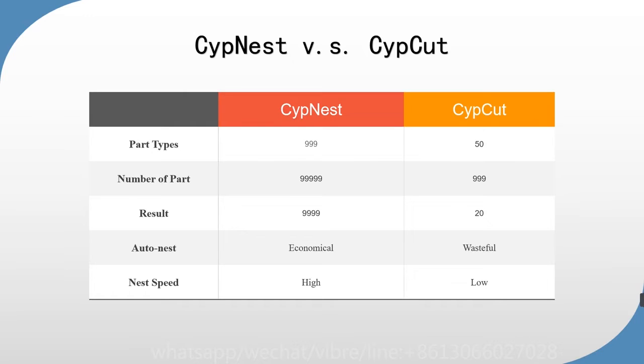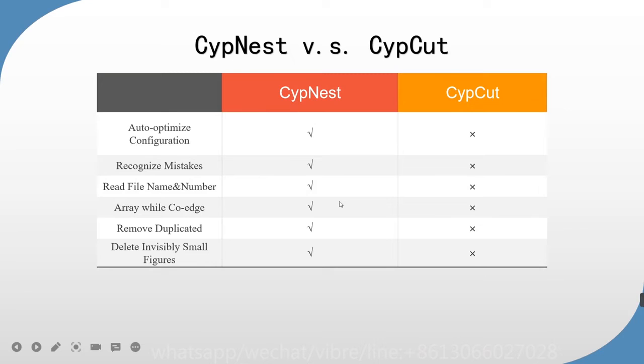Third, Cypcut can generate only 20 results at a time, but Cypnest can do 9,999, which is to say with no limit. In conclusion, Cypnest perfectly meets your demand of large quantity nesting.